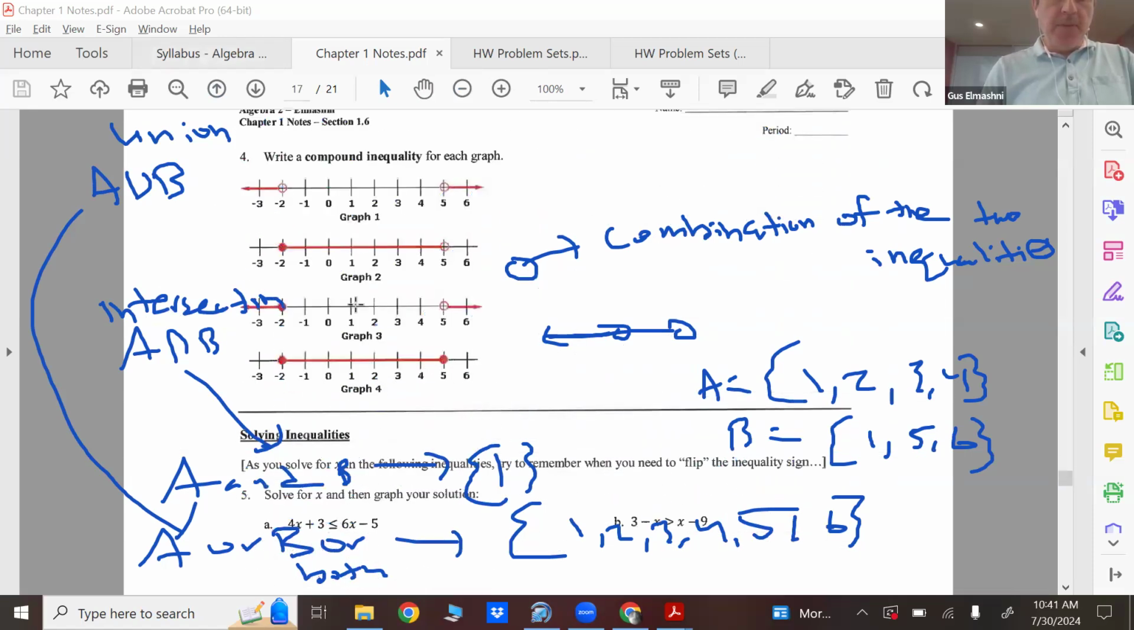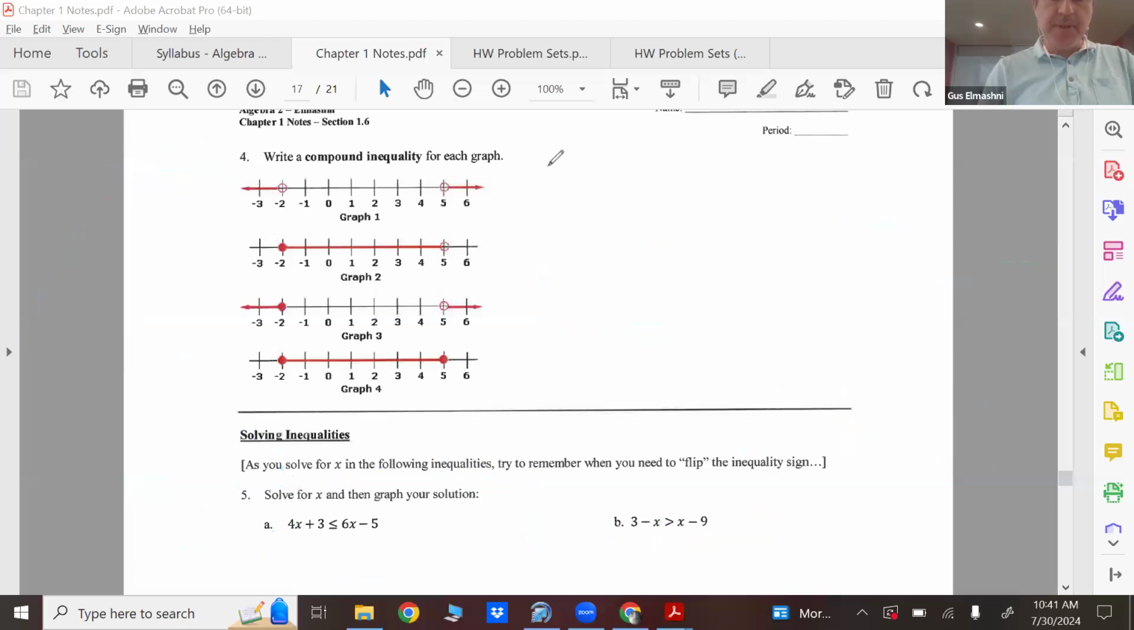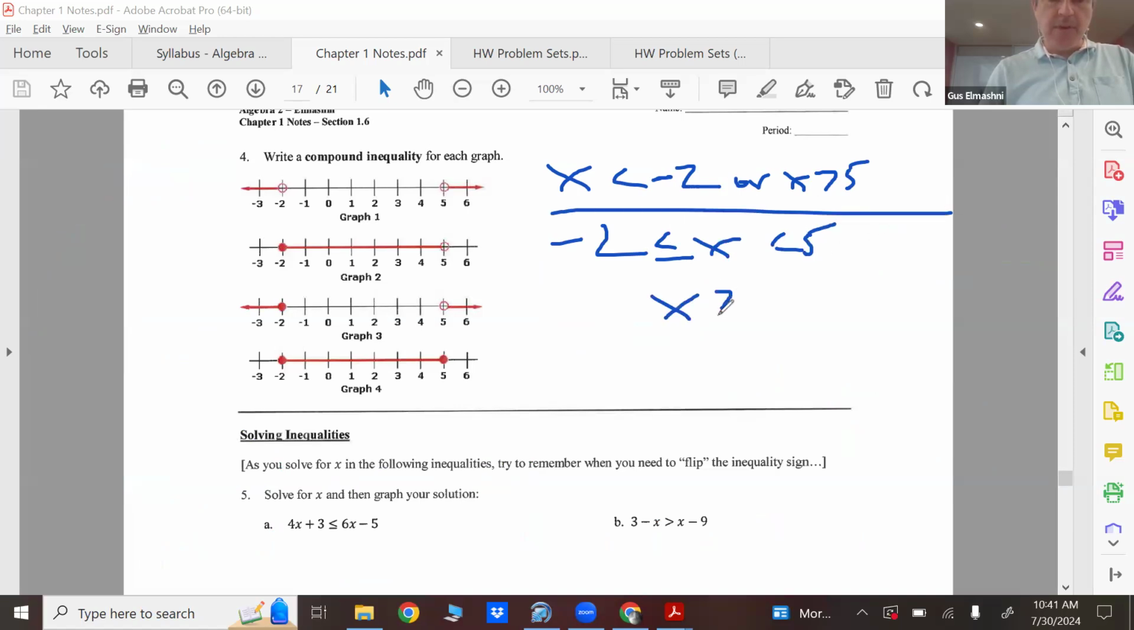For 4, you're being asked to write compound inequalities. This should be pretty easy. x is less than -2 or x is greater than 5. It can't be both; it's one or the other. But when it's in between, you're going to say "and." So in this case, you'll say -2 is less than or equal to x, which is less than 5. Or you could write x is greater than or equal to -2 and x is less than 5, because it has to be both. It has to satisfy both of those situations.